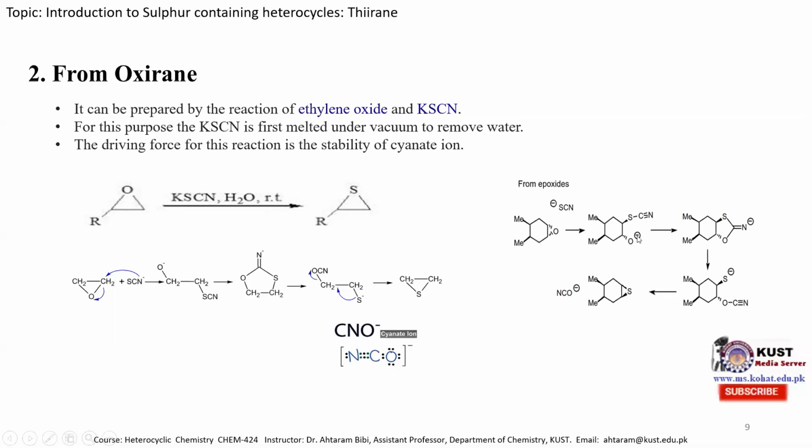In the first step, the similar ring opening happens, and then this oxygen attacks this carbon atom, producing a 5-membered intermediate. And then when this electron comes back, this electron shifts toward the sulfur atom, producing the sulfur negative ion, and then this sulfur attacks this carbon atom, producing the thiirane molecule and the cyanide ion.